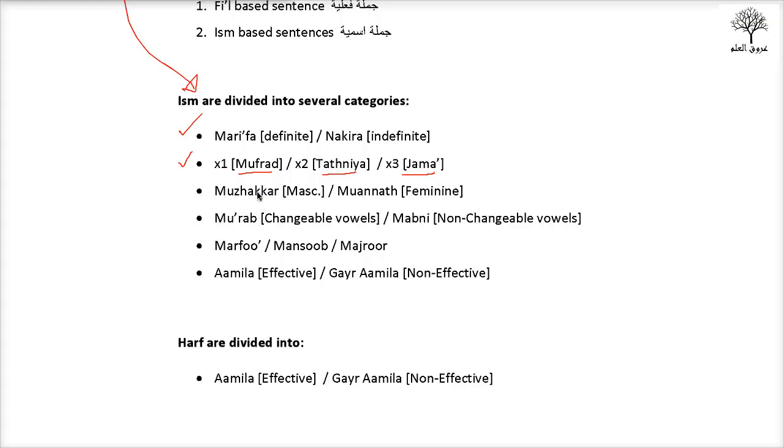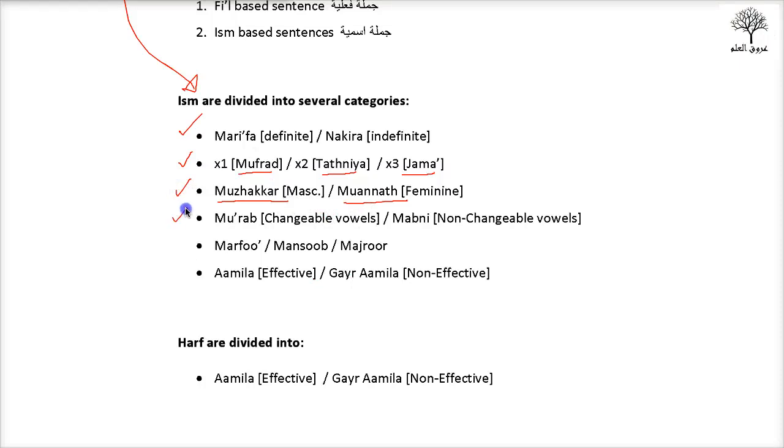Number 3, every single noun in a sentence, we're going to identify whether it's masculine or feminine: mudhakkar or mu'annath. An ism must either be mudhakkar or mu'annath. It has to come under one of these. So we're going to learn that.